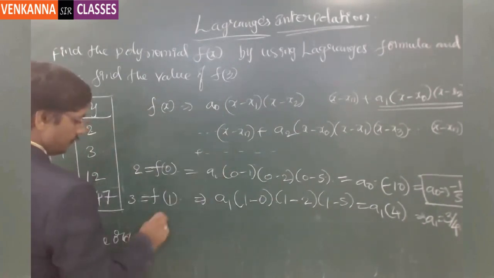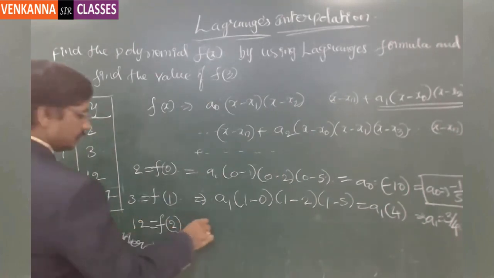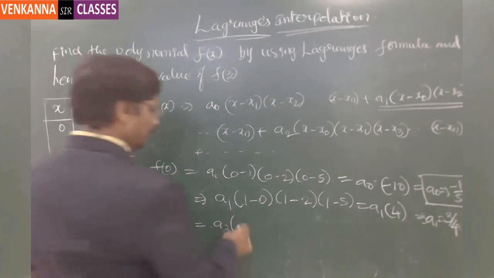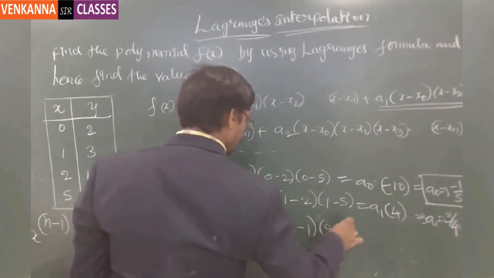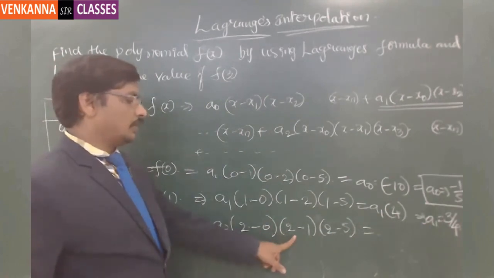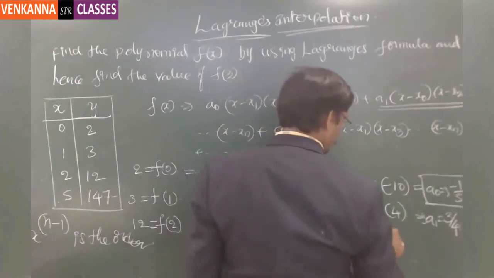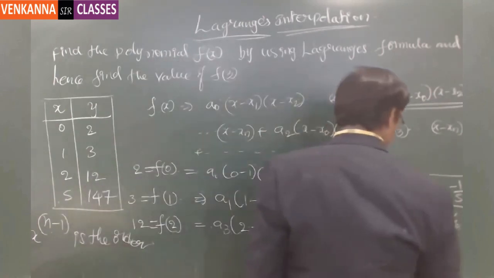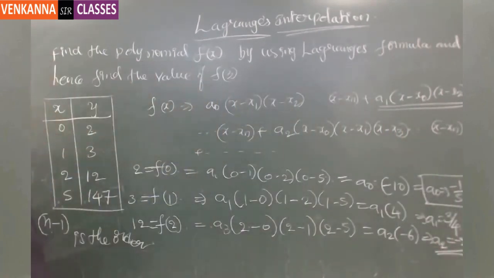a2 you can find out from f of 2. So f of 2 is equal to 12, and this side a2 getting multiplied by, for 2 it is going to be 2 minus 0, 2 minus 1, 2 minus 5. So 2 minus 0 is 2, and 2 minus 1 is 1, and 2 into 1 is 2, and 2 minus 5 is minus 3. Minus 3 into 2 is minus 6. So a2 getting multiplied by minus 6, and the right side value is plus 12, then it implies a2 is equal to 12 by minus 6. So it is going to be minus 2.